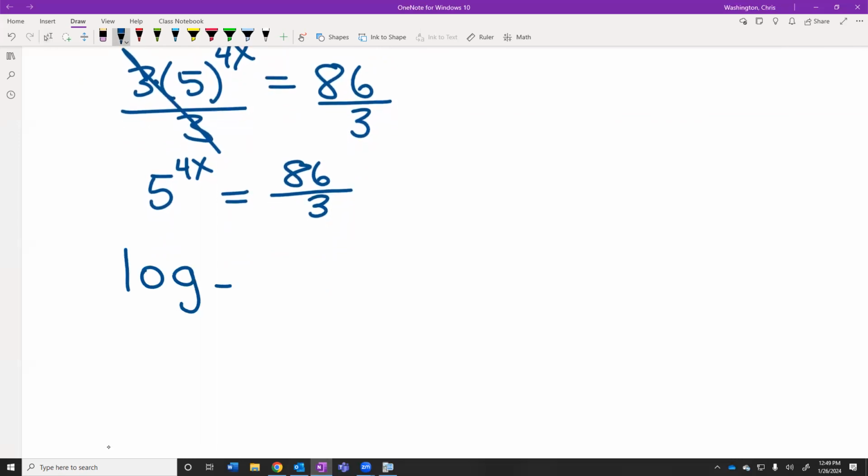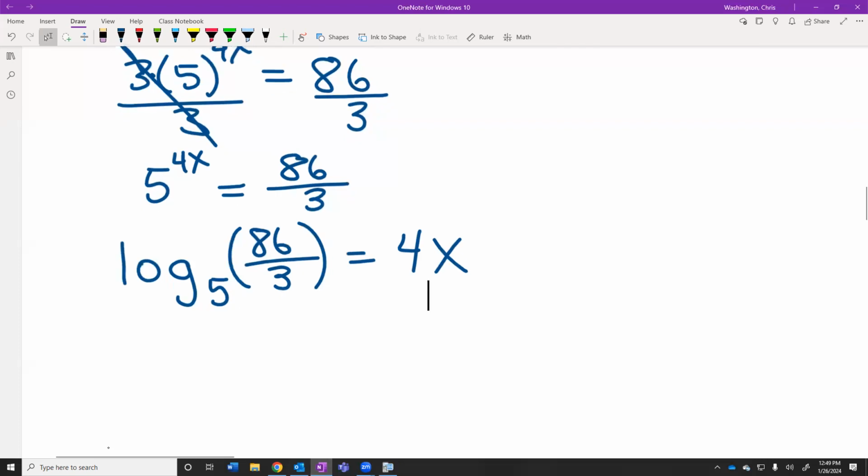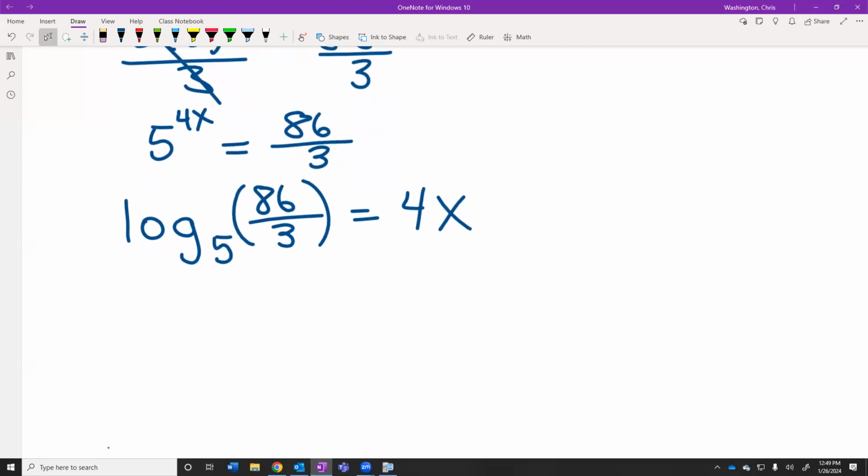The base is going to be 5. The 86 over 3 comes to the left, and the 4x goes to the right. And we do have to divide both sides by 4. I'm not going to do that just yet, because maybe when I start typing this in a calculator, we make a mistake, because most of your calculators do not have a feature where you can put the 5 in the base.